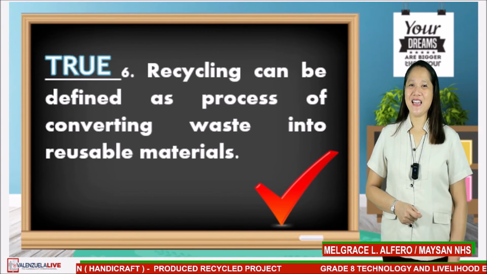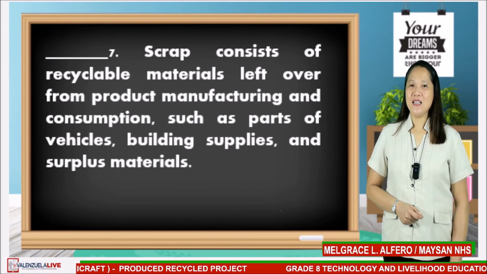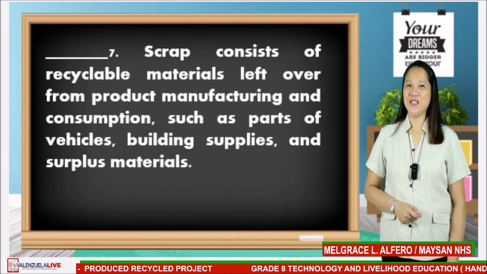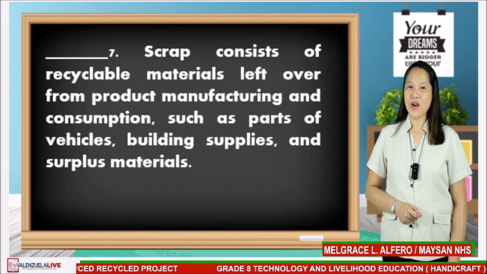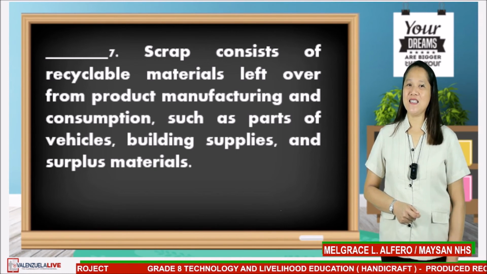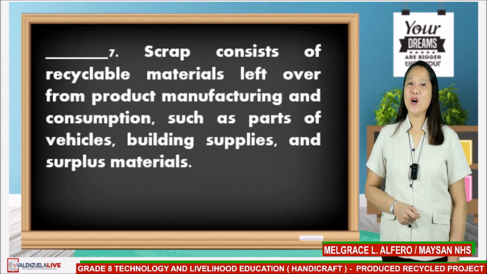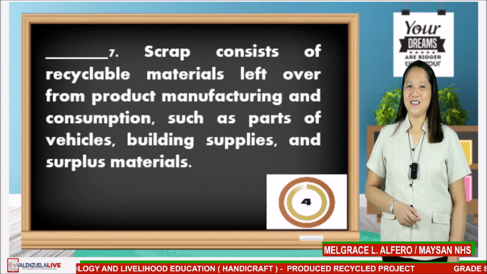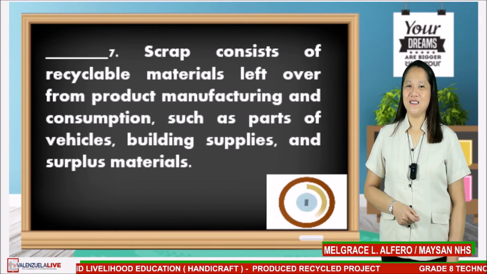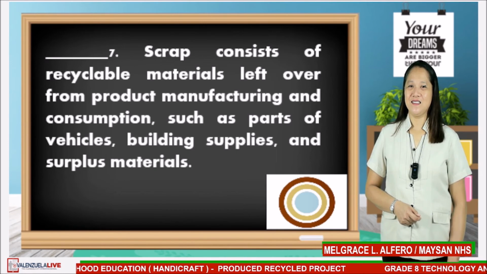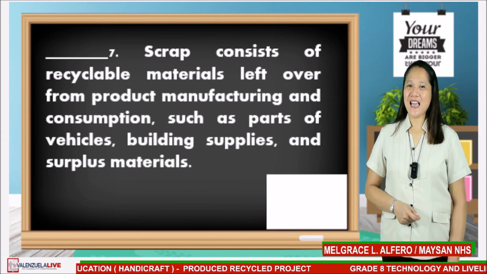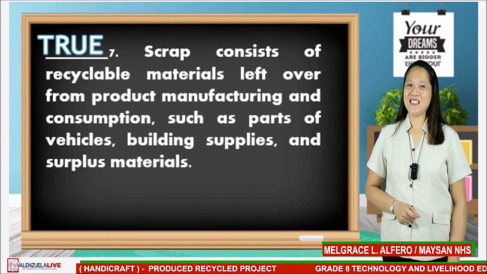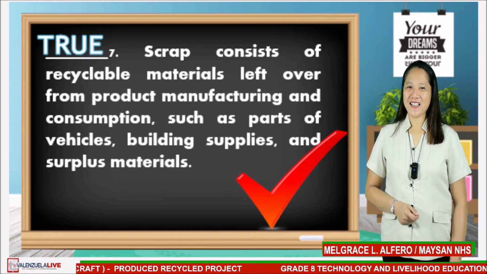You are correct. Number 7. Scrap consists of recyclable materials left over from product manufacturing and consumption, such as parts of vehicles, building supplies, and surplus materials. Is it true or false? Timer starts now. Time is up. What is the answer? The answer is true. You are correct.